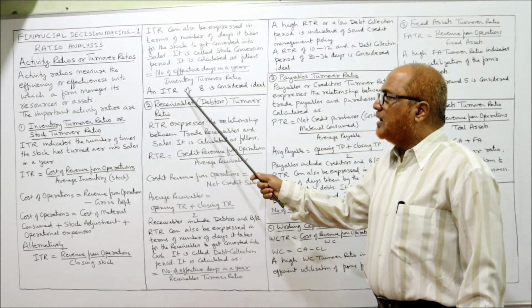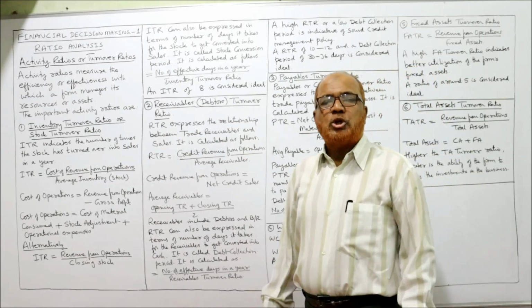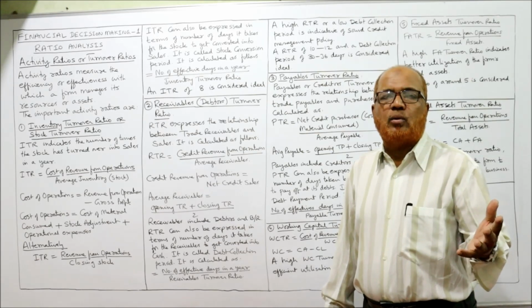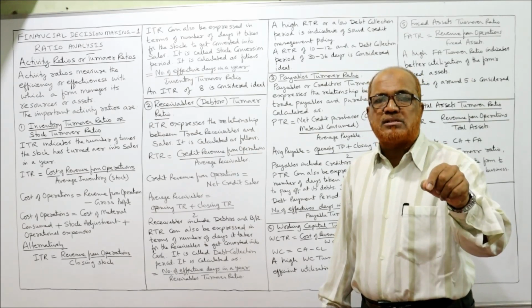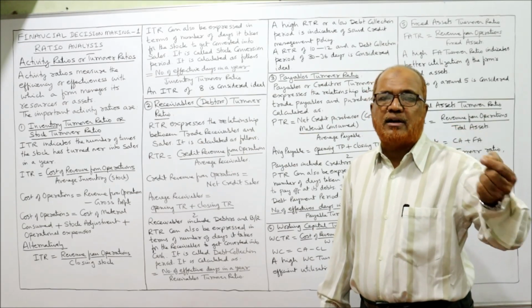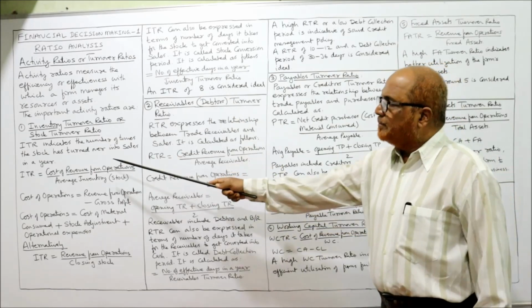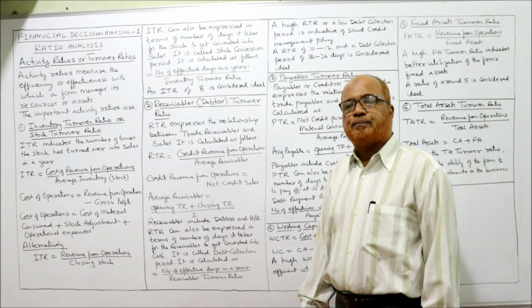An inventory turnover ratio of 8 is considered ideal. The normal, ideal inventory turnover ratio is 8. That means in 1 year, inventory should be converted into sales 8 times. That's it. The first turnover ratio I have explained is the inventory turnover ratio.